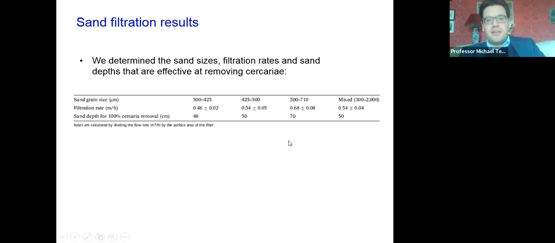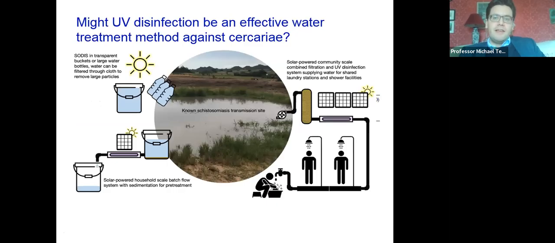And basically, as you'd expect, if you go to larger sand grain sizes, you need to have a greater depth of filter in order to get effective removal. And then the other type of treatment that we looked at was UV disinfection.